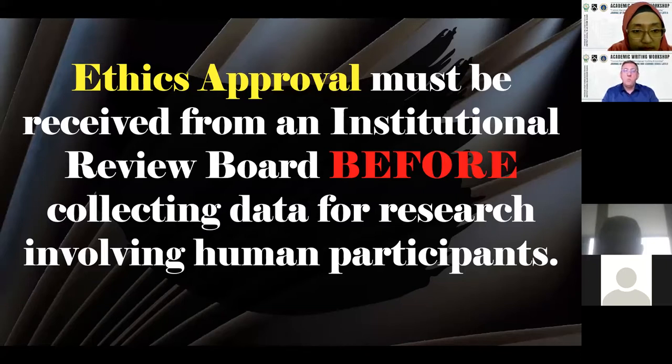And high-ranking Q1 or Q2 journals, they are going to ask for proof of ethics approval. And if you don't have it, or if your university does not have an IRB, contact me. If your university does not have an IRB, we can help you establish one. Okay? Remember, ethics approval, so important, so important.